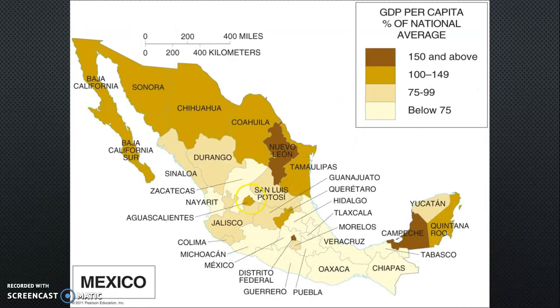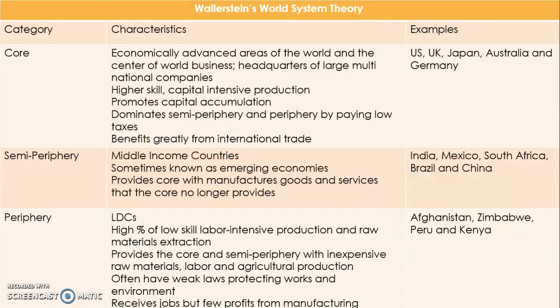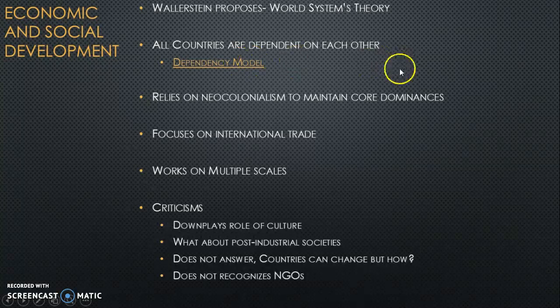Mexico is the same way. Mexico is probably even a better example because this is where all the maquiladoras are and all your manufacturing. So you're definitely in the secondary sector here in that semi-periphery. And here's China, your core, your semi-periphery, and your periphery. That's one benefit of this, that basically all countries in the world have a core, a semi-periphery, and a periphery. But how does that help a country in terms of development?